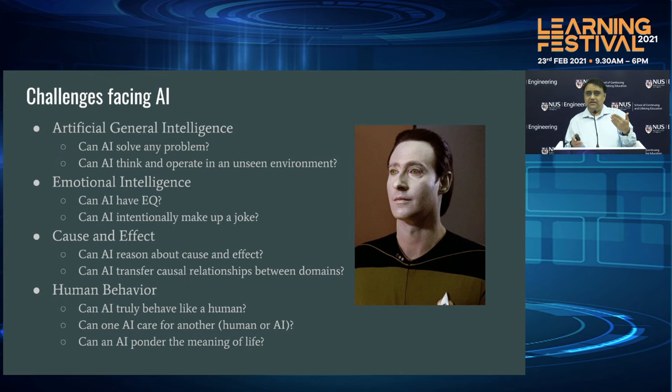The last one, again, is saying the same thing, but maybe it's worth discussing it explicitly: human behavior. Can an AI truly behave like a human? For example, we care for other humans. Can an AI care for another, whether it's a human or an AI, right? So that's interesting. Can an AI care for another AI? Of course, we can ask, can an AI care for a human? But I thought AI to AI was an interesting question. And we all ponder the meaning of life. Can an AI ponder the meaning of life? So these are the questions I think that we have to answer if we're going to get over some of the limitations of the current state of AI.